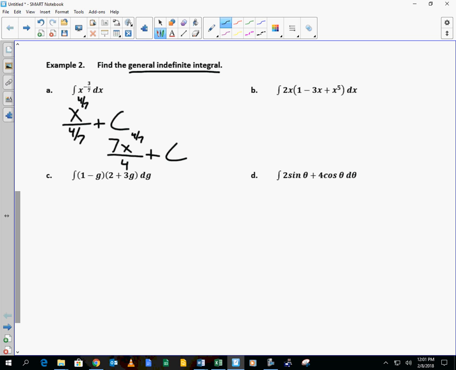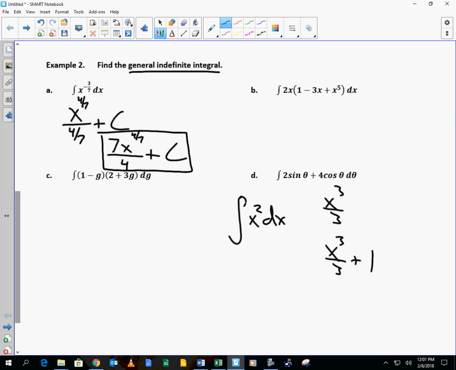You have to write plus c. If you don't write it on the test, every time you forget it, I take a point off. Because the integral of x squared dx, what's the antiderivative of x squared? X to the third over 3, right? Well, so is x to the third over 3 plus 1. So is x to the third over 3 minus 8.